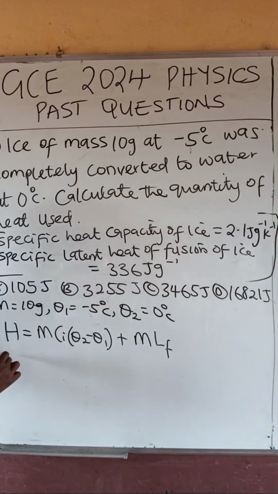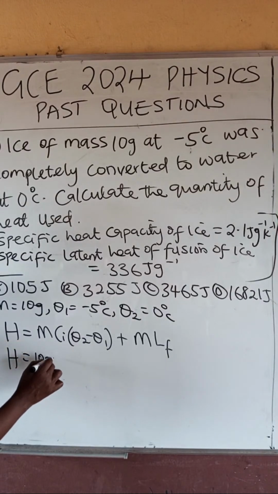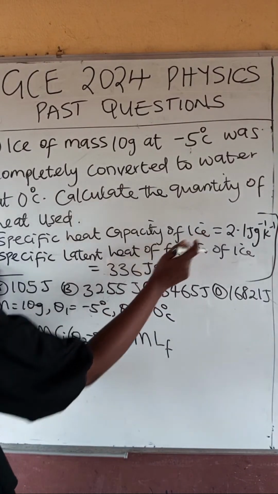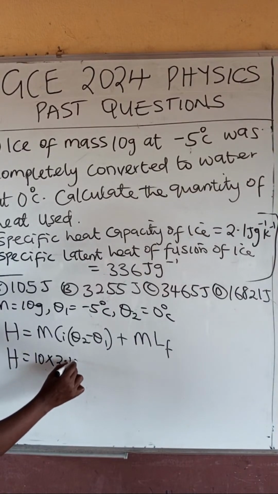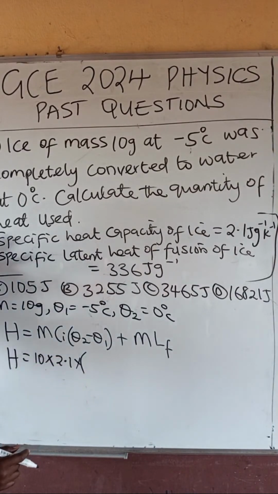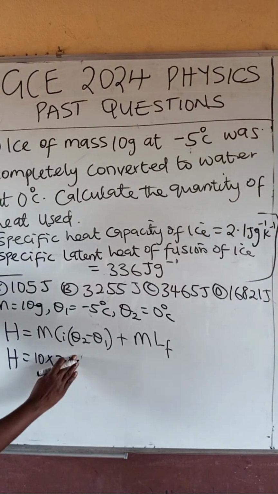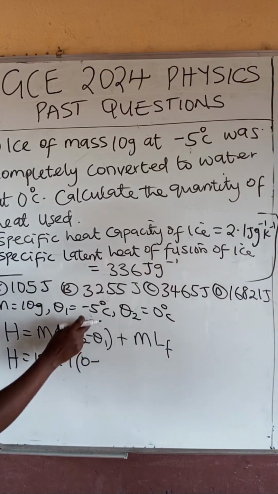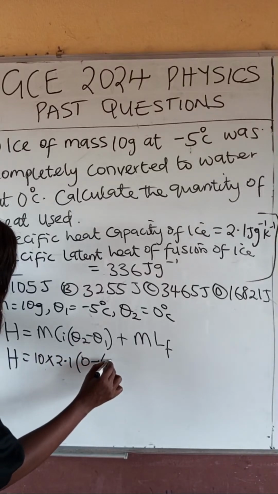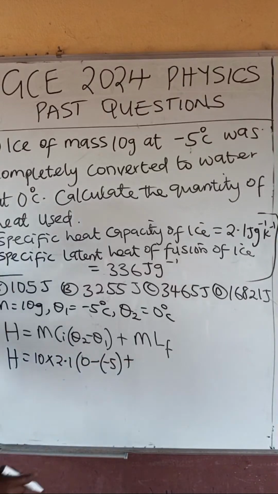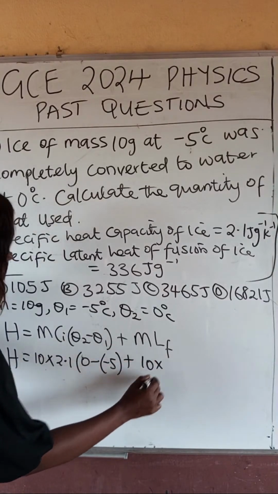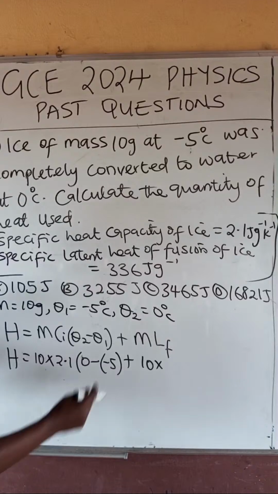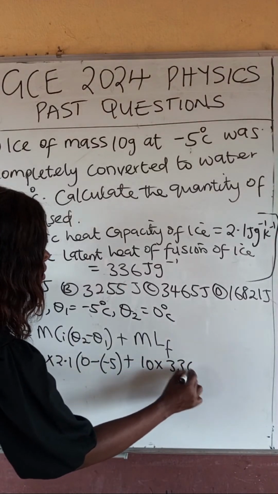Okay? Now, let's go. We have the mass to be 10 gram. We have 10 multiplied by the c of ice, which is what? 2.1. Right? Multiplied by my theta 2 of ice, which is 0, minus my theta 1, which is what? Minus 5. I'll put in bracket minus 5. Okay? This is equal to the mass, which is the same, 10, multiplied by the latent heat of fusion of ice, which is 336. Okay?